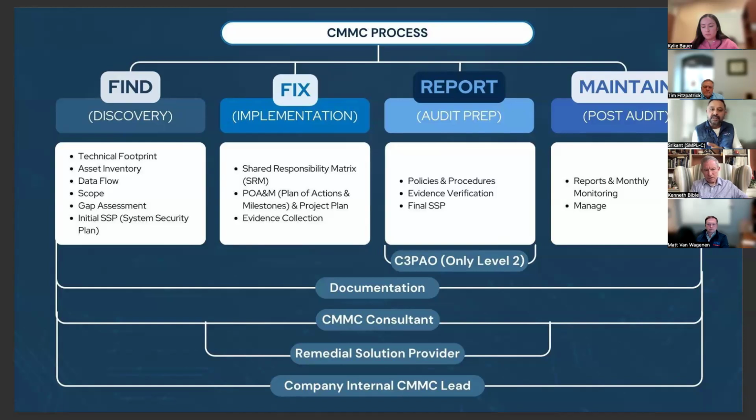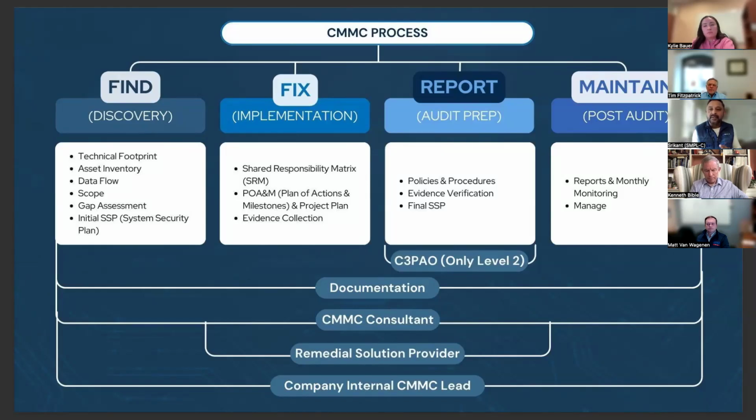Then you've got to report it, which is basically the audit prep exercise. Are your policies and procedures in order? Do you have the right evidence to support that you implemented the policies in the right way? Do you have a final shared SSP report that you can share with your C3PAO so that they can understand what you did and certify you? And then post the audit, how do you maintain it so that you stay compliant quarter over quarter? Because the other thing that DoD has implemented is that this is a 3-year certification, especially if it's level 2.